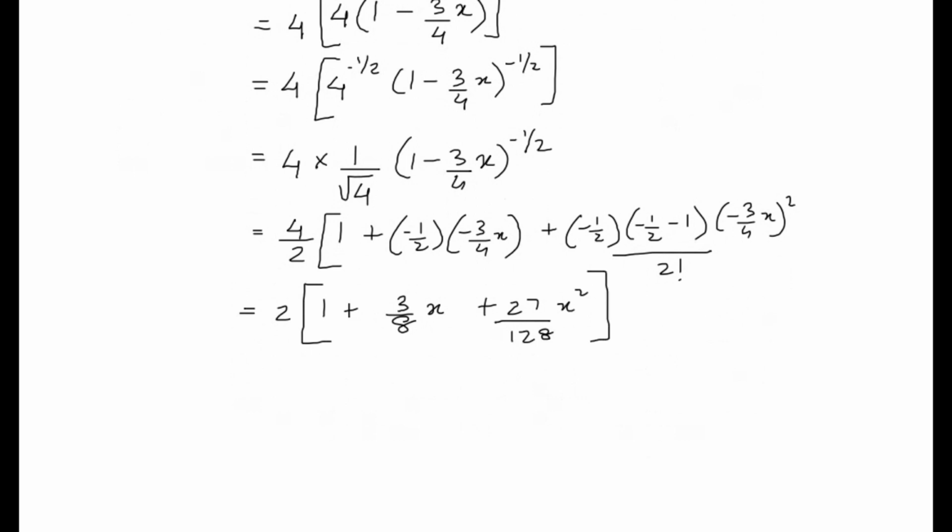And then if you like, you can just multiply the 2 in or expand here. So that's 2 plus 3 by 4 x plus 27 by 64 x squared. And that's your answer.